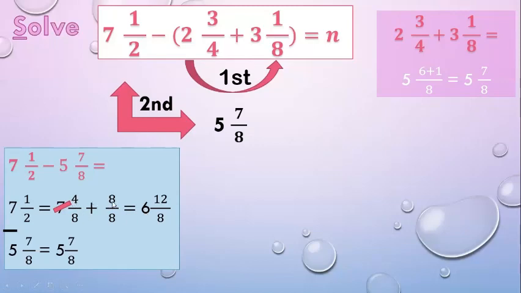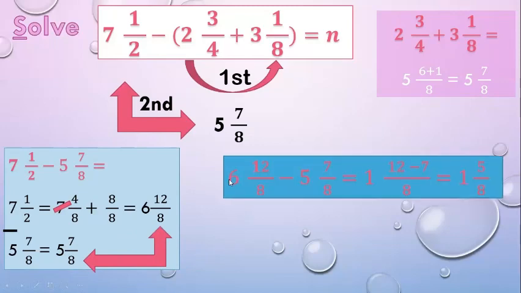So 4 plus 8 is 12. Then copy the common denominator. So this would be the new or the equivalent fraction of our 7 and 1/2. So now you are going to take this. Okay, here it is. 6 and 12 over 8 minus 5 and 7 eighths.